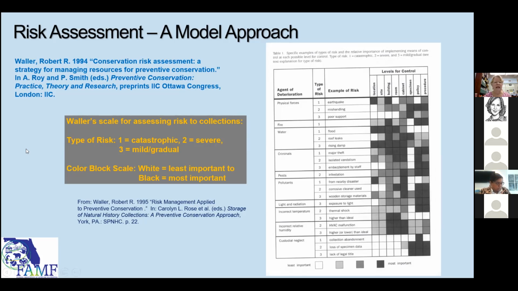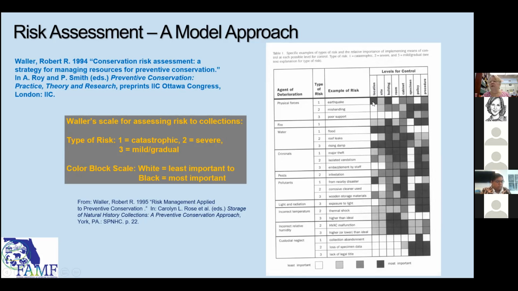So you can see from this slide that Rob divides the types of risks into 3 categories: 1, catastrophic; 2, severe; and 3 is mild or gradual. The color block scale, which you can see in the chart, white is the least important risk, and black is the most important. So for example, at the top section, the risk is physical forces. And there are several different risks within this category: earthquakes, mishandling, poor support. For an earthquake, it is a type 1, a catastrophic event.